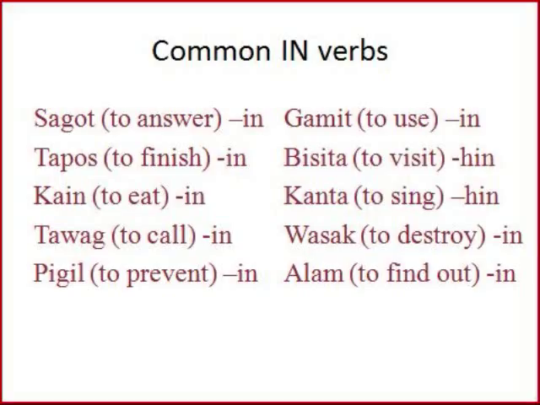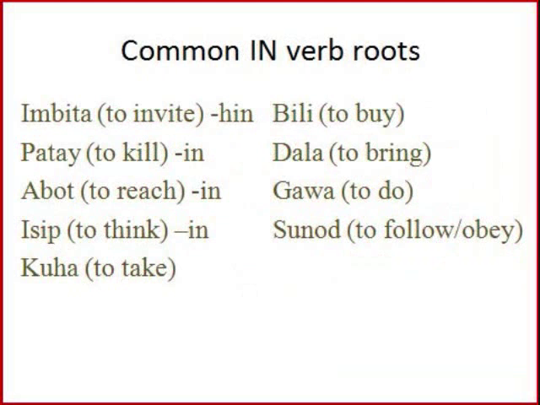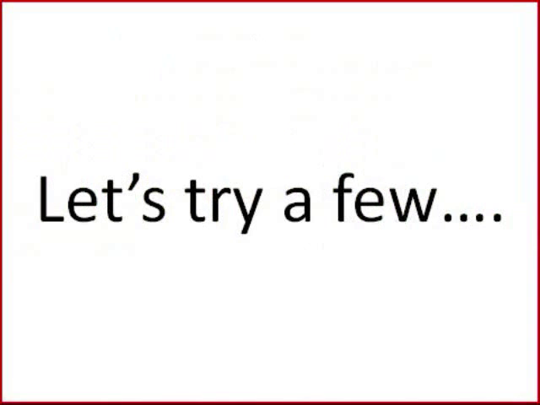Sagot, tapos, kain, tawag, pigil, gamit, bisita, kanta, wasak, alam, imbita, patay, abot, isip, kuha, bili, dala, gawa, sunod. You may recognize some of these verb roots from last week's video. Most verbs can be either actor-focused or object-focused, depending on what you want to do with the sentence. Let's practice conjugating a few of these.